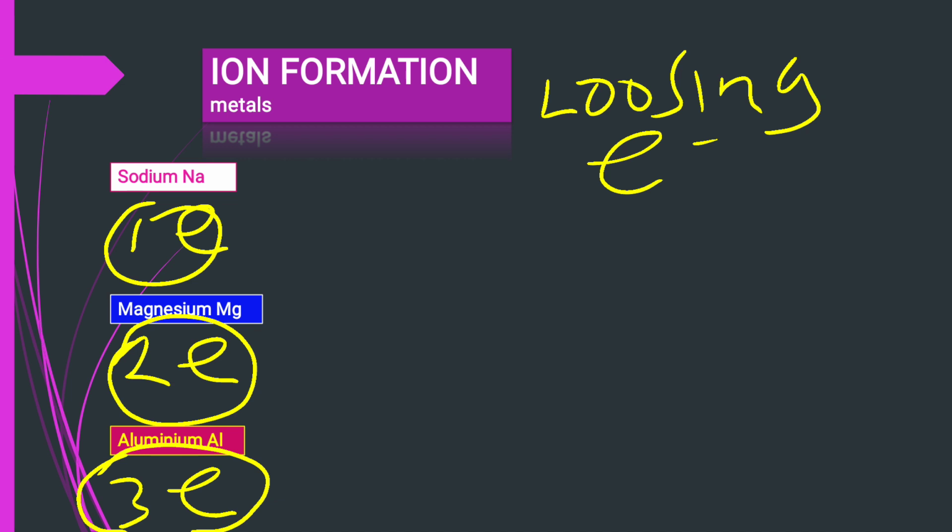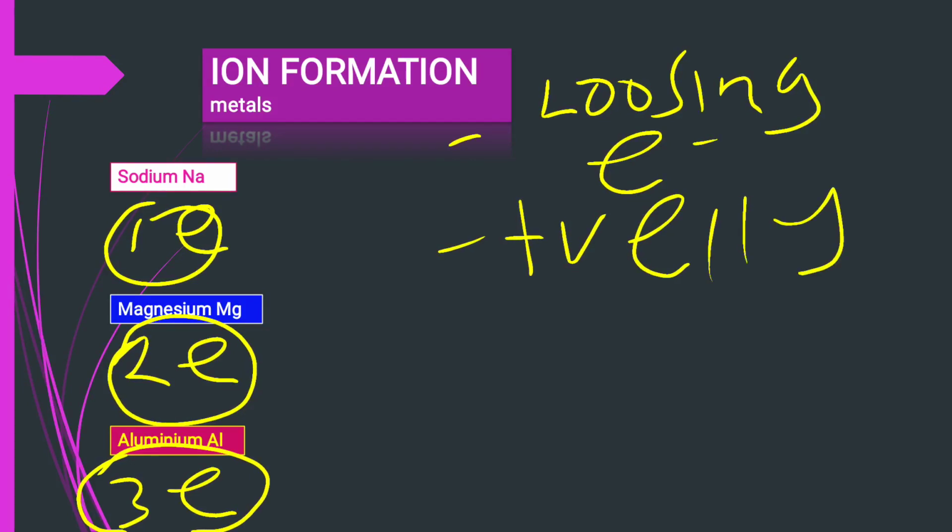Another observation that we make is that after losing the electrons, metals form positively charged ions. And another key observation is that the size of the ion is always smaller than the size of the atom itself. Why? Because after losing the electrons, there is a loss of a full energy level.